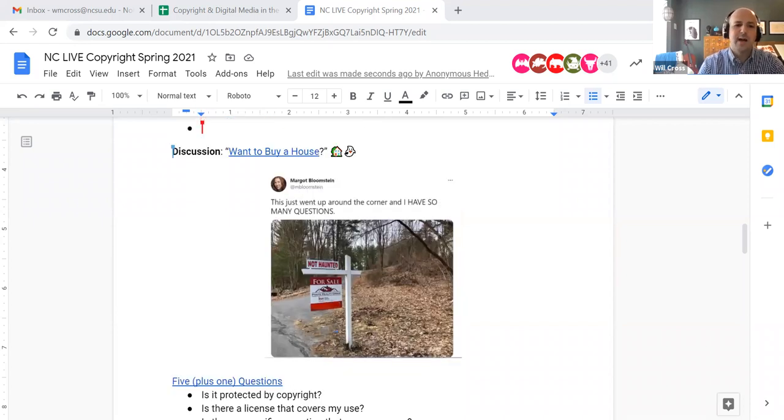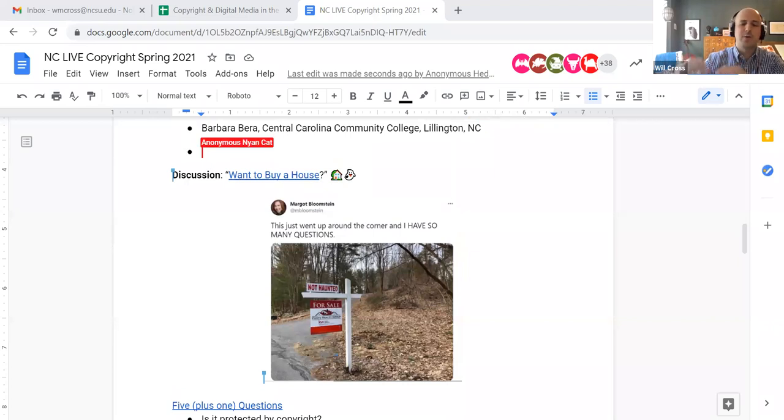So a first, silly example here as a way to think about copyright is this tweet that made me smile this morning. Somebody was out walking around their neighborhood. They saw a for sale sign and it had this interesting comment at the top: not haunted. They thought that was funny. They took a picture of it. They posted it to Twitter. I thought it was funny. I thought it was a nice way to introduce some copyright topics.